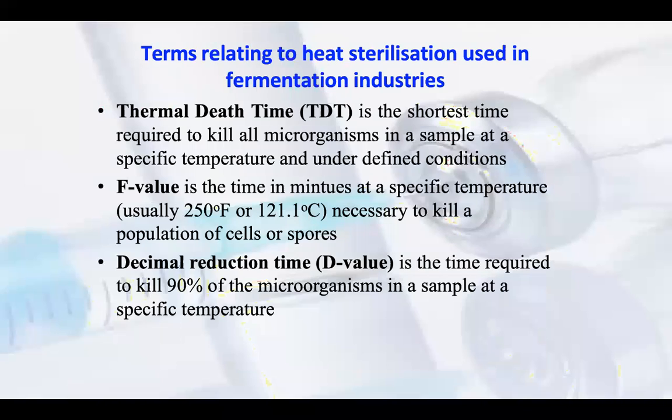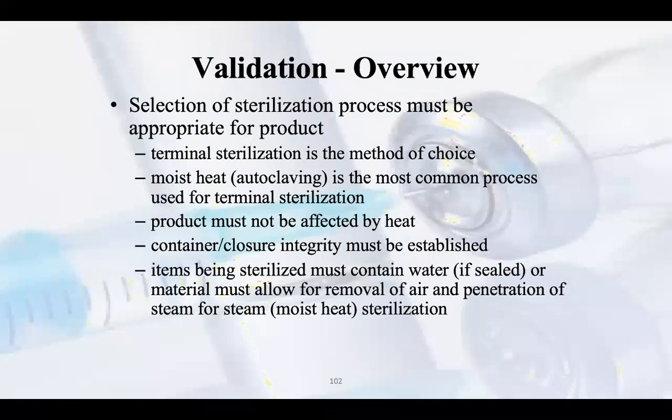Relating to the heat sterilization used in fermentation industries, they have to check the thermal death time, the F value, and the decimal reduction time. Thermal death time is the shortest time required to kill all microorganisms in a sample at a specific temperature and under defined conditions. It is the time in minutes at a specific temperature, usually 250 degrees F or 121 Celsius, necessary to kill a population of cells or spores. Decimal reduction time is the time required to kill 90% of the organisms in a sample at a specific temperature.